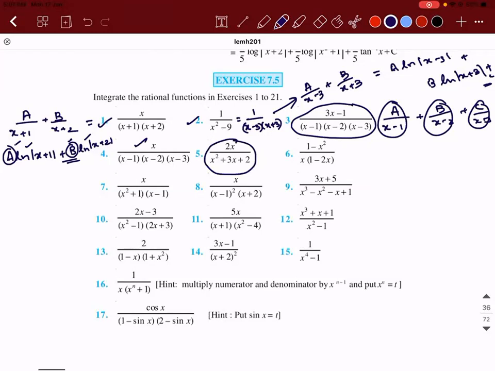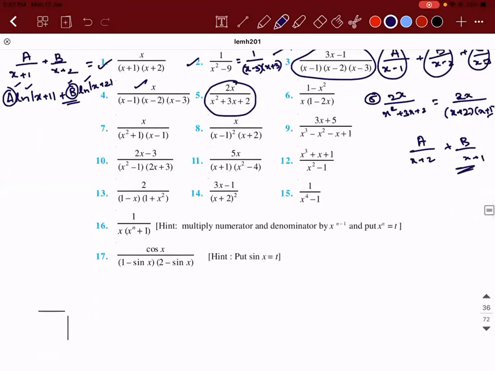What about this one? 2x divided by (x square plus 3x plus 2). I will write it as 2x divided by (x plus 2) into (x plus 1). Now again, same logic: A by (x plus 2) plus B by (x plus 1). Again, proceed with it. Sixth one, (1 minus x square) divided by x into (1 minus 2x).